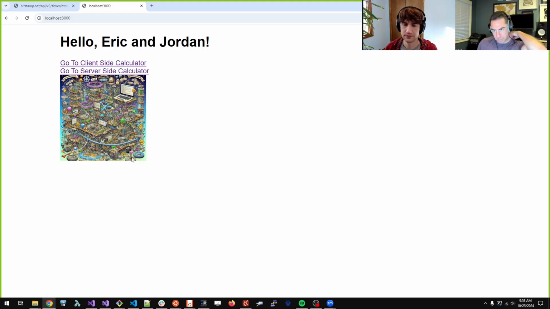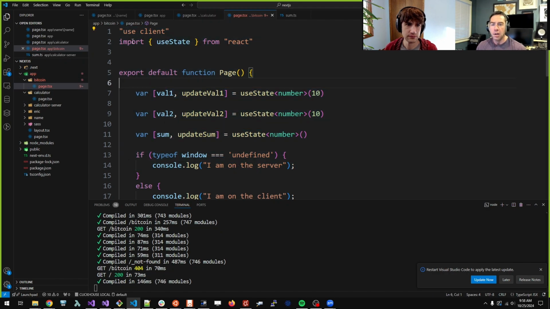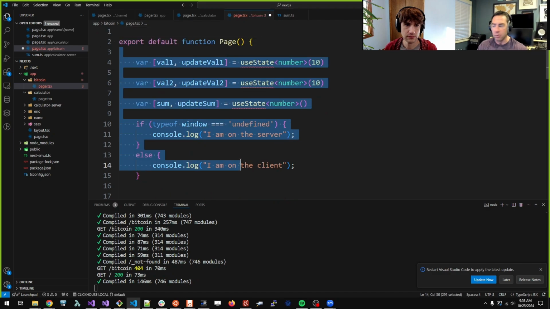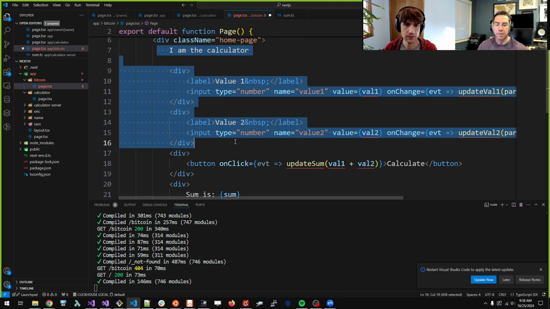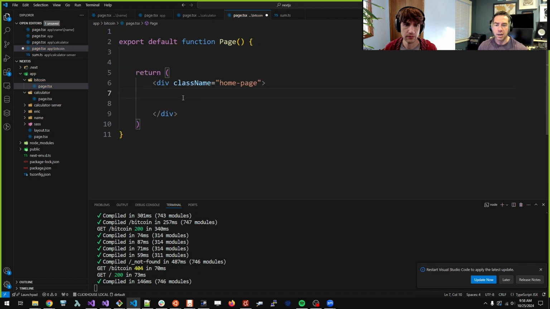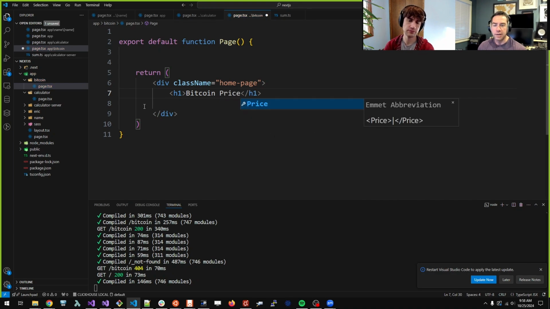Okay, so let's build this Bitcoin price guy. We know now how to make new pages, so I'm just going to make a new folder in here and call it Bitcoin. Boom, we're going to steal one of these pages here and remove basically everything from it. I guess we're going to need a homepage thing. It's not really the homepage, but that's okay. This is going to be an H1, Bitcoin price.